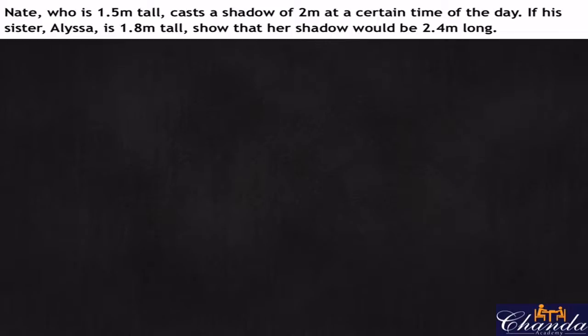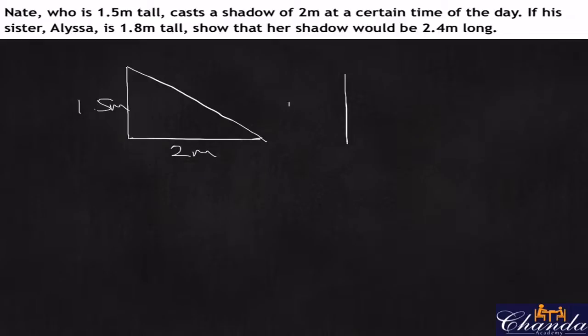We have Nate. I'm just going to draw him as a one-dimensional line, who is 1.5 meters tall, and he casts a shadow of 2 meters. Too easy. Okay, again, we are looking at a triangle here. Then we have Alyssa, who is 1.8 meters tall. Now, as you can see, guys, this is obviously not to scale. And then we have to figure out how much her shadow is going to be. We need to make sure that it's going to be 2.4 meters.